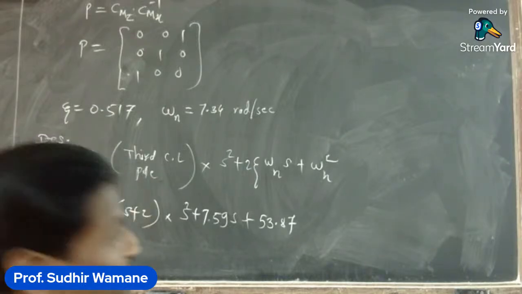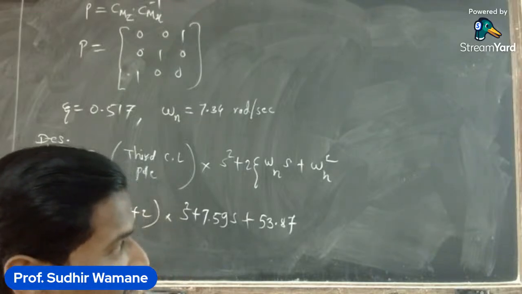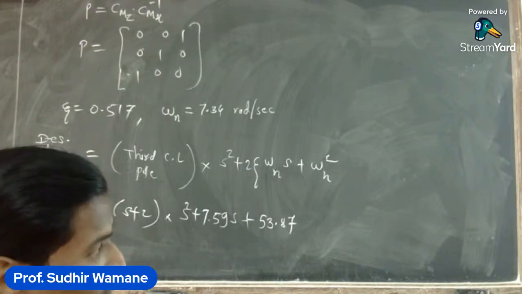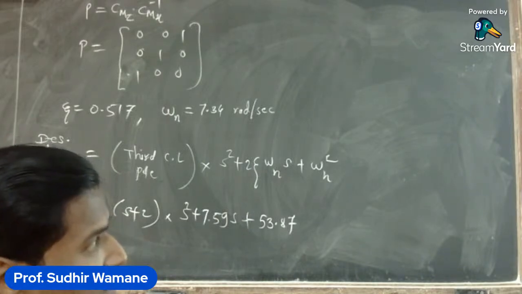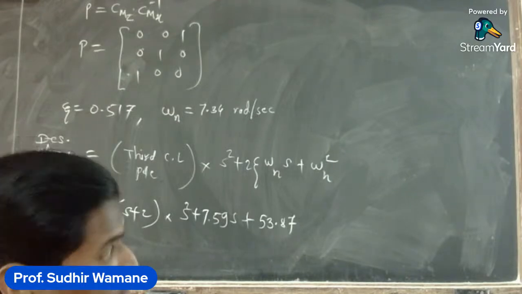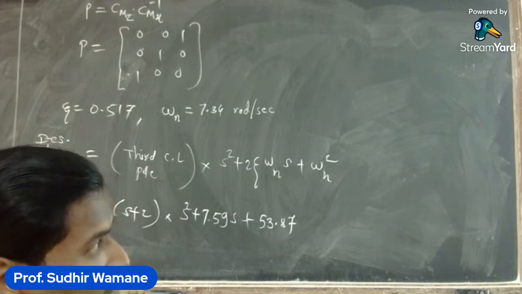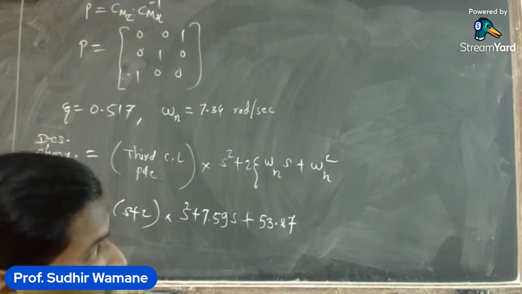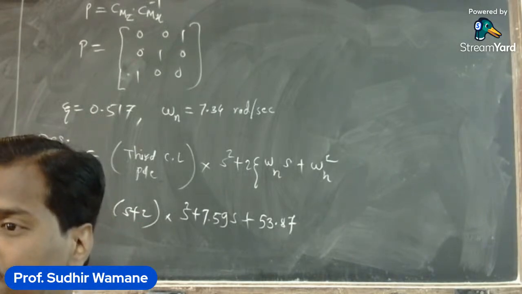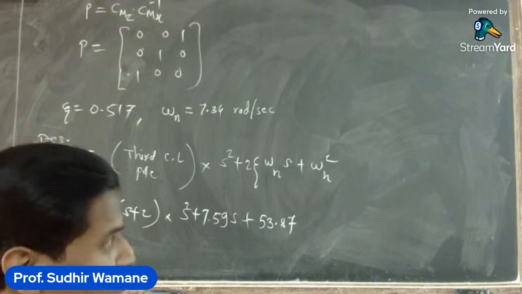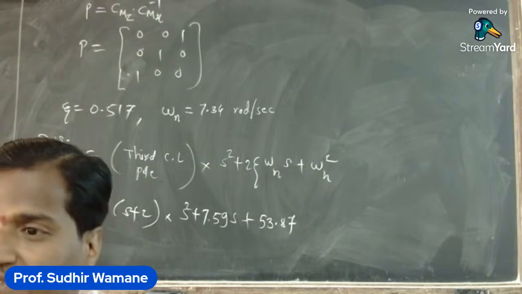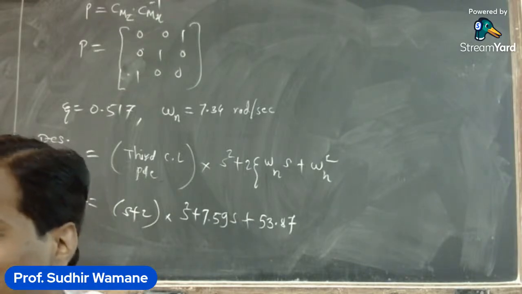Then the s term: 19 plus K2x is equal to 59. Then finally the constant term is 12 plus K1x, which is equal to 107.7. Compare those two and find the values of K1x, K2x, K3x. Very simple.